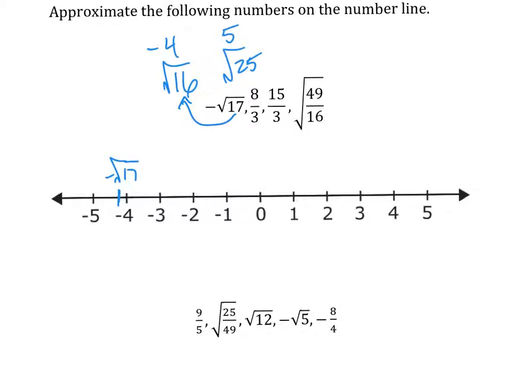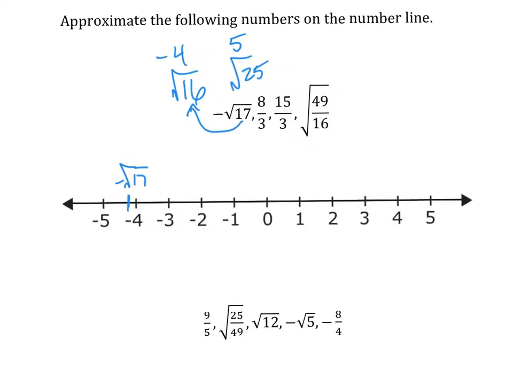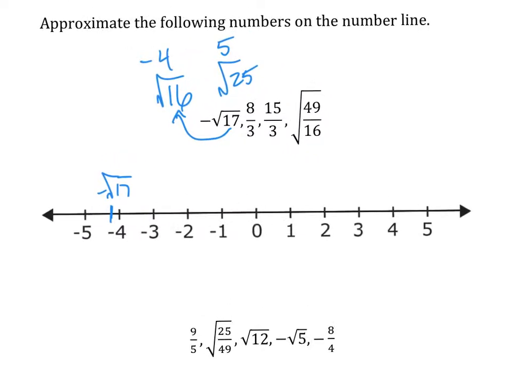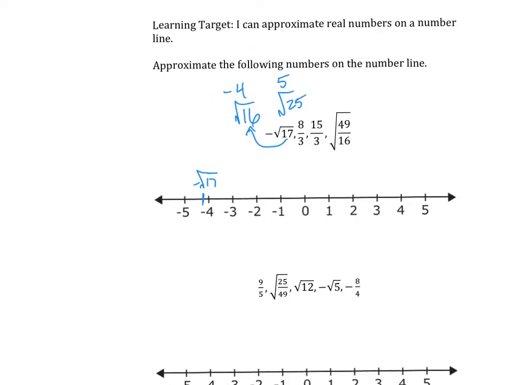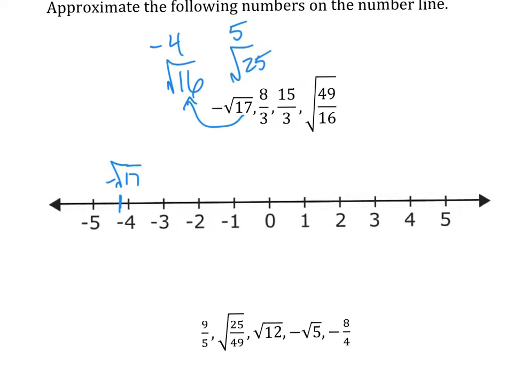Okay, next one we want to look at is 8/3. If we have 8/3, we want to figure out what that would be as a mixed number. So 3 goes into 8 2 times. Okay, so 3 times 2 is 6, and then we end up with 2 left over. So 8/3 is 2 and 2/3. So I'll go to 2 and then 2/3 more. So about right there would be where 8/3 is, and I'll put it back in its original form there.